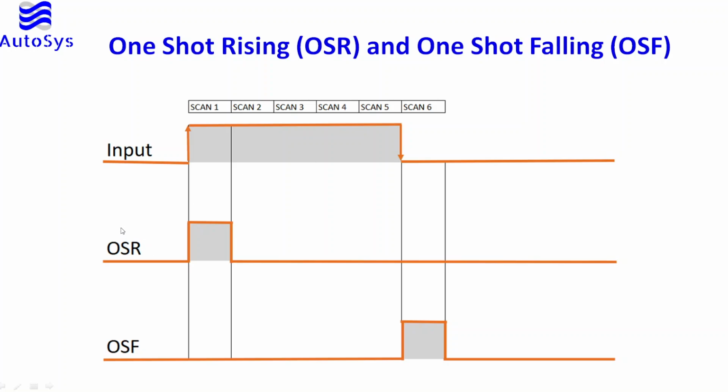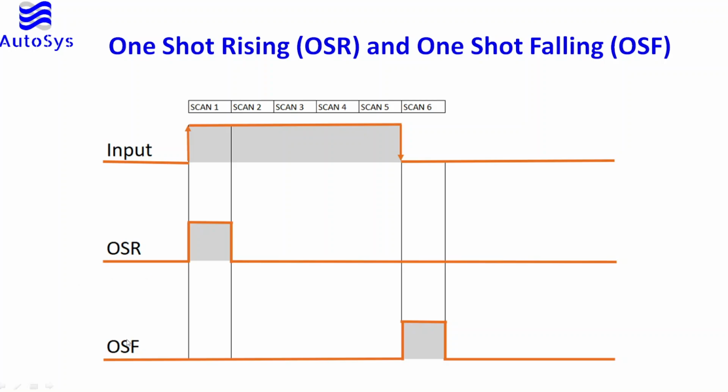Now the OSR instruction produces an output pulse for one scan cycle only when there is a change in the input from 0 to 1, that is the positive edge. When there is a change in the input from 0 to 1, the OSR instruction makes the output high for only one scan cycle, and after that the output remains low unless and until there is again a change in the input from 0 to 1.